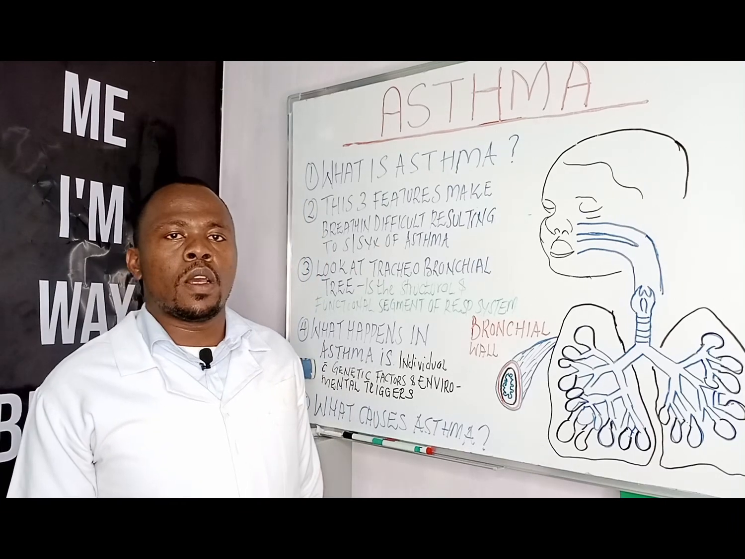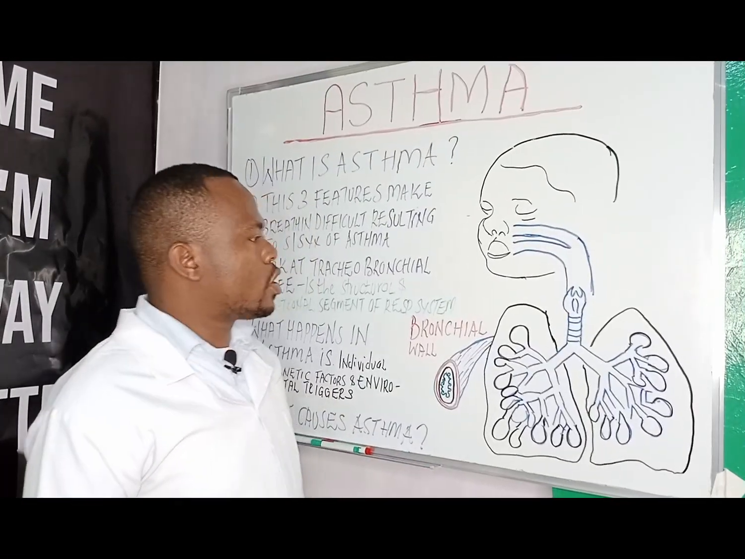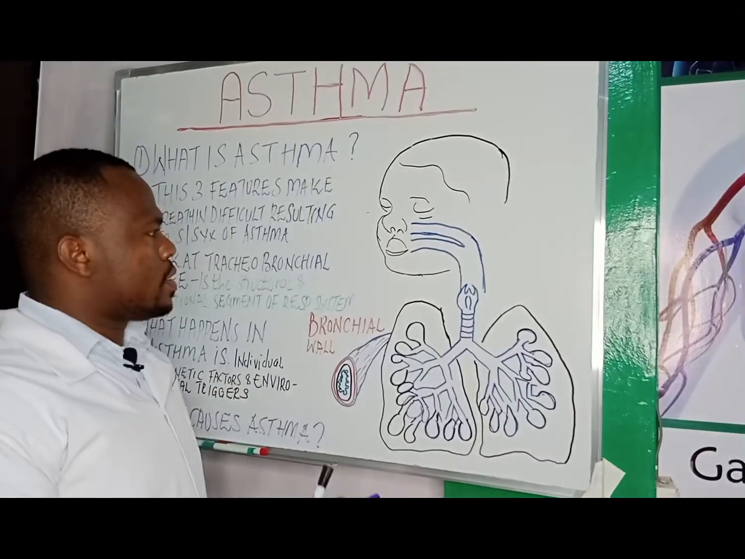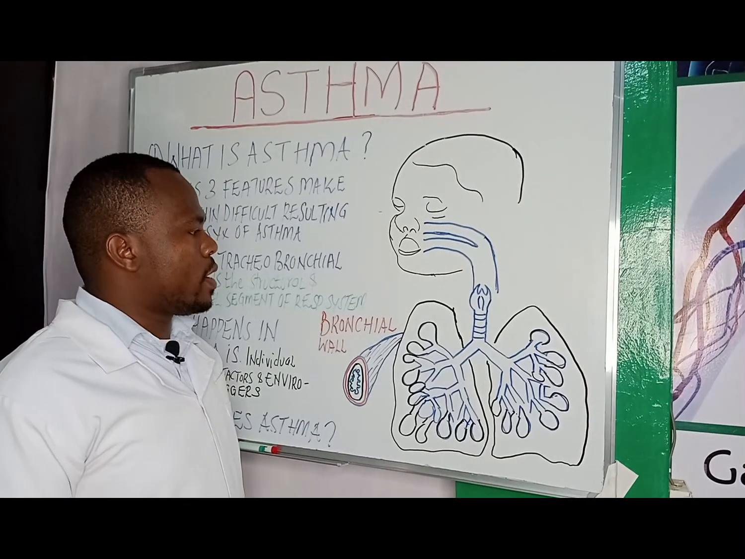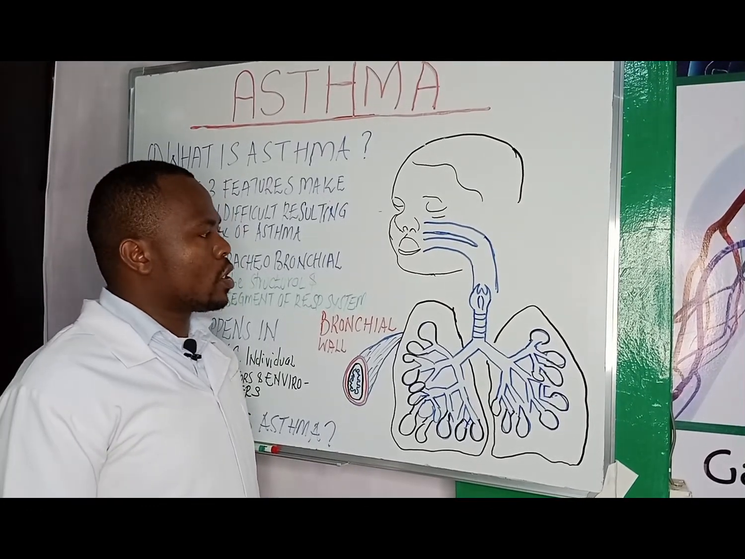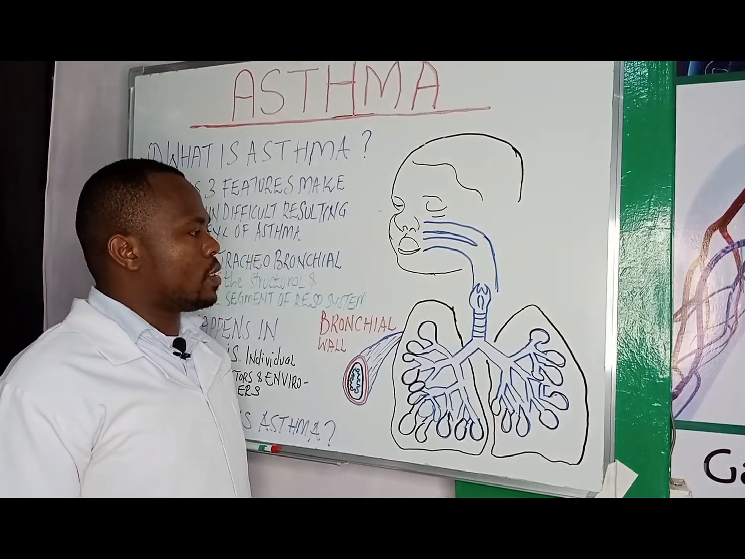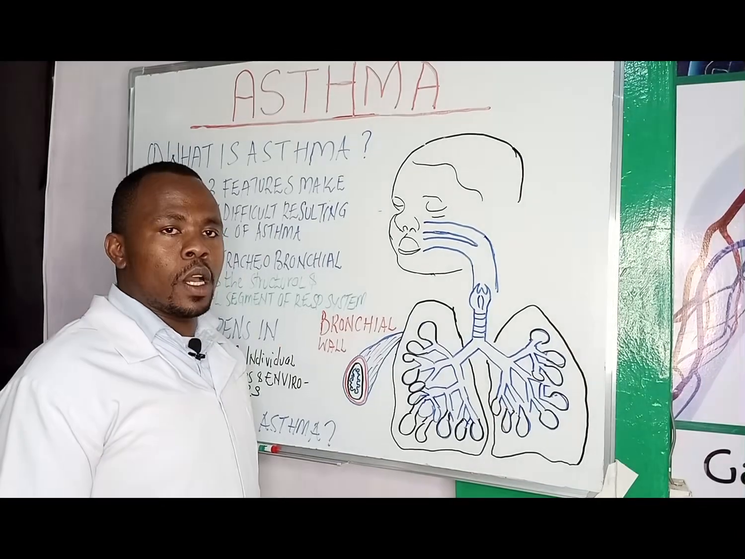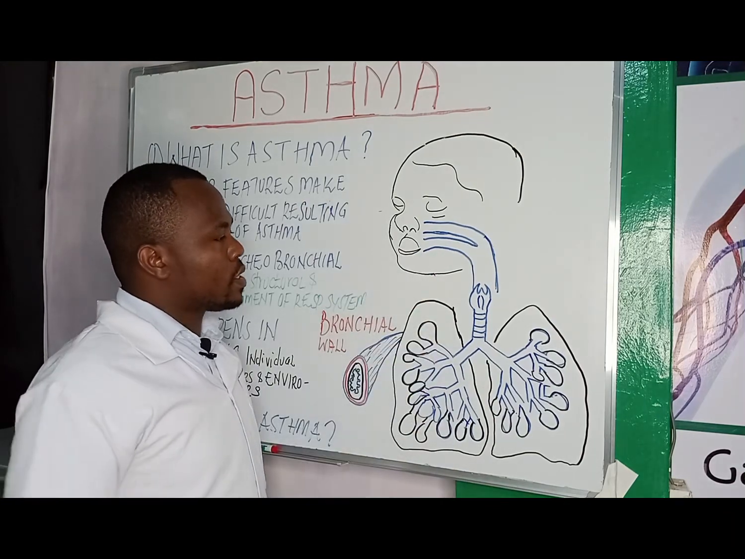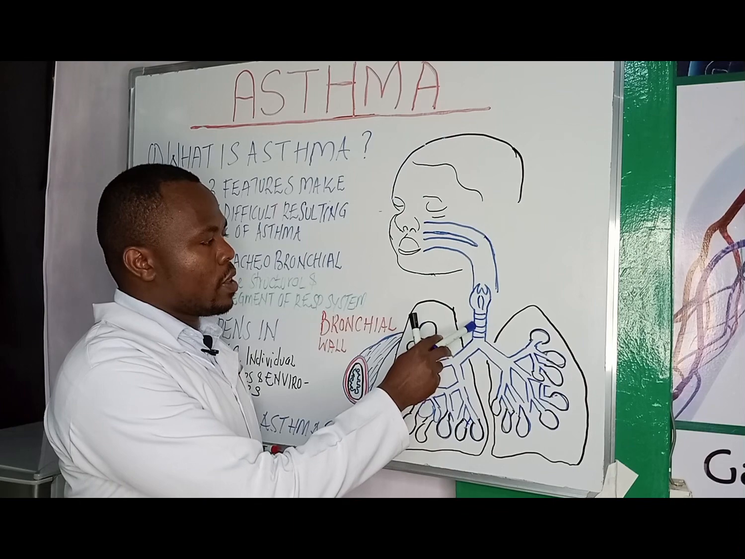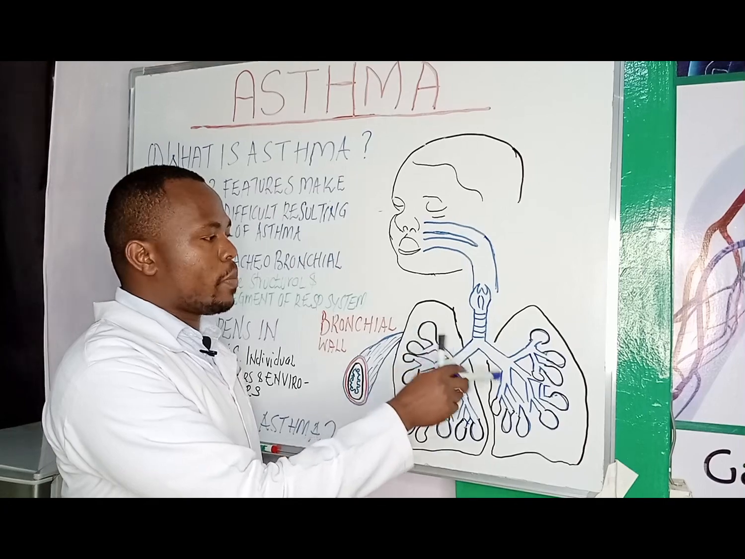Let's see the structure here in this diagram of the tracheobronchial tree. This is the structure of the airway. The tracheobronchial tree is the functional and structural segment that allows passage of air from the upper respiratory tract into the lungs. This is the trachea and the bronchus. That's what we are calling the tracheobronchial tree.